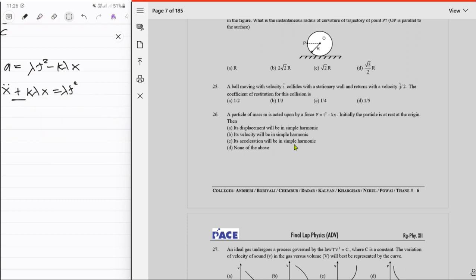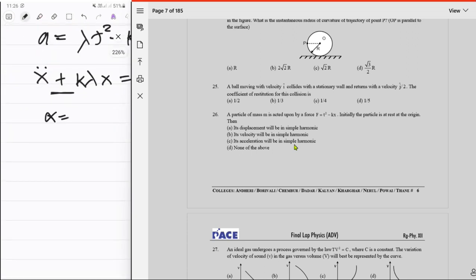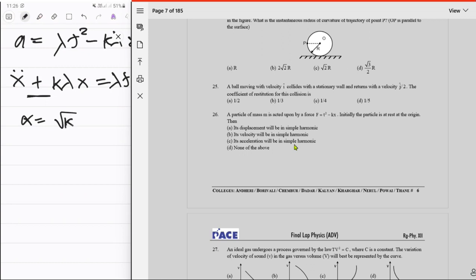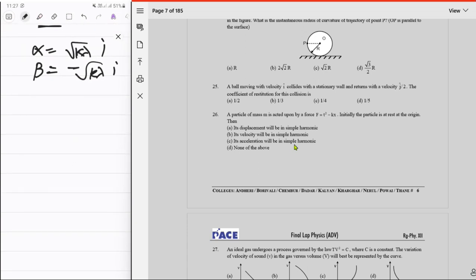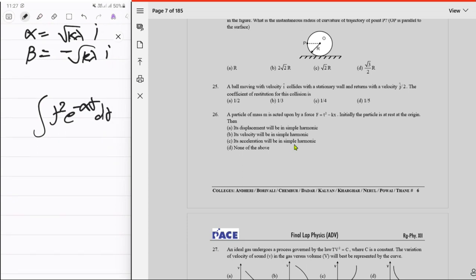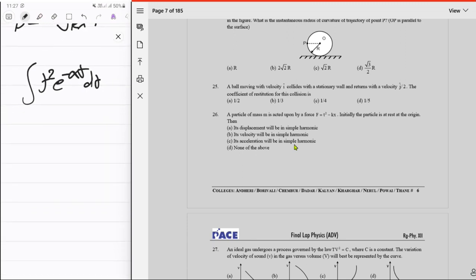So basically alpha is equal to square root of k lambda times iota, and beta is equal to square root of k lambda times iota, sorry, this has a negative, so beta is equal to the negative of this thing, whatever it is. Right. First of all, we just have to integrate this thing, t squared e power negative alpha t dt. Right. How do we do that?